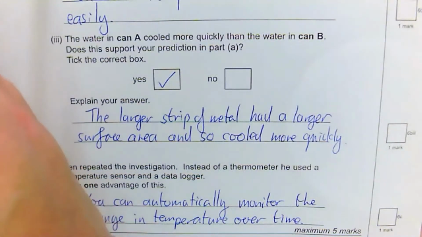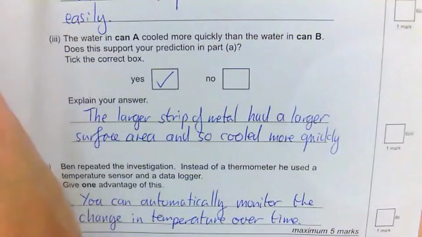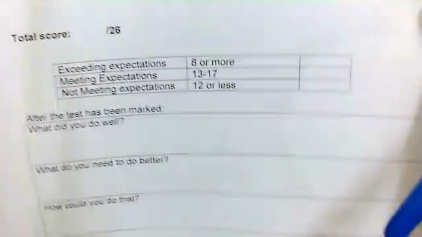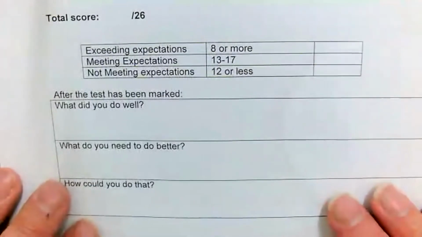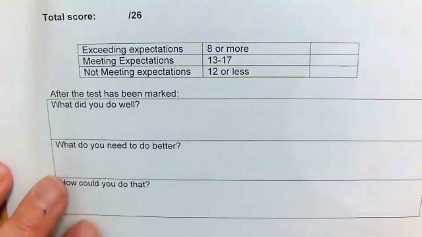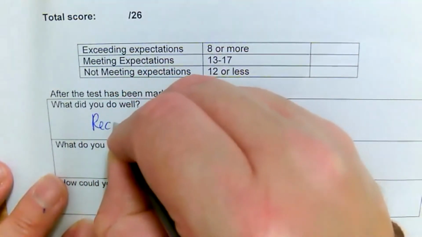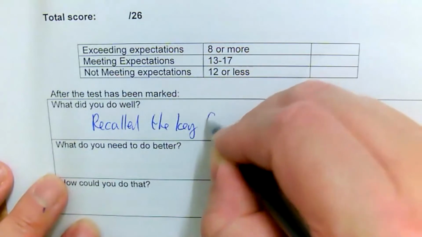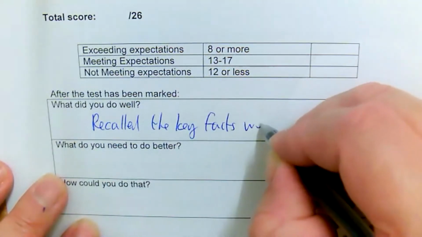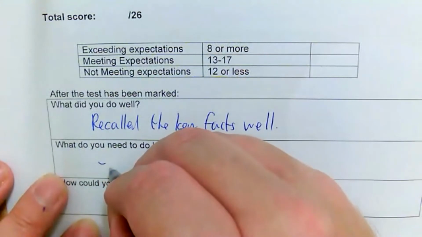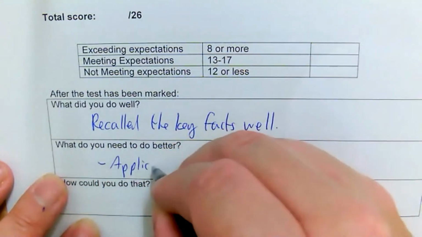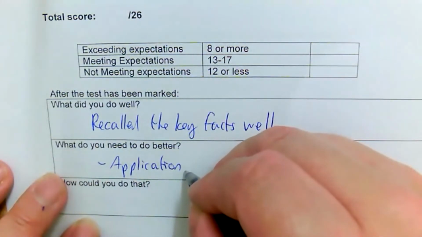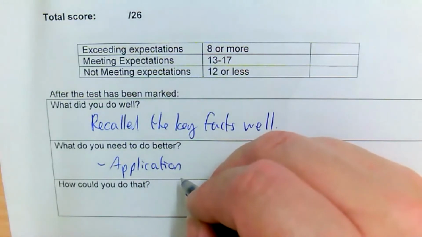Now, as I said before, about half of the class met or exceeded expectations, but some of you didn't do quite so well. So what did you do well as a class? Well, you did well on the first few questions, so you recalled key facts well. But the thing you need to do is look at the applications. Look at how it's actually used and how experiments might be run.